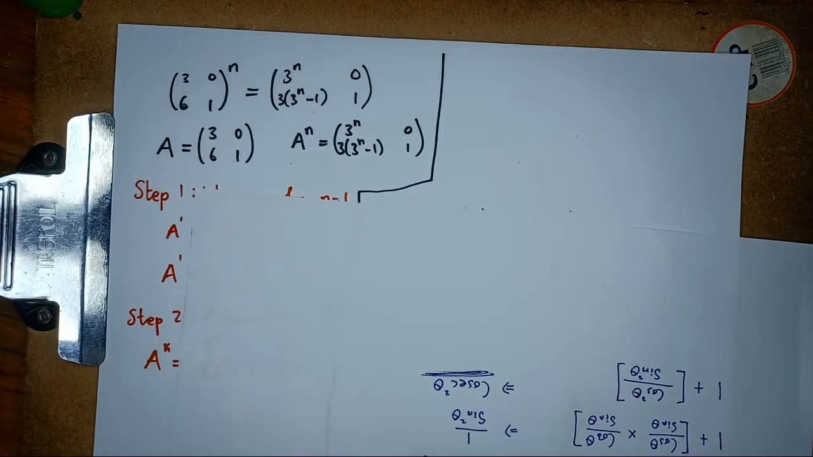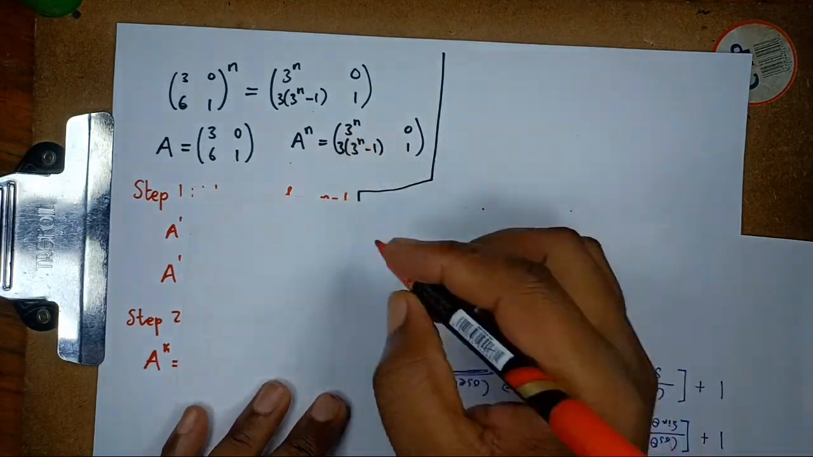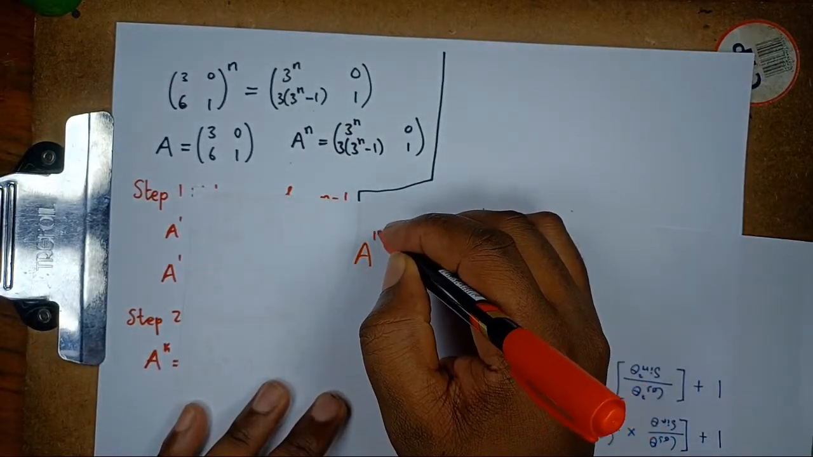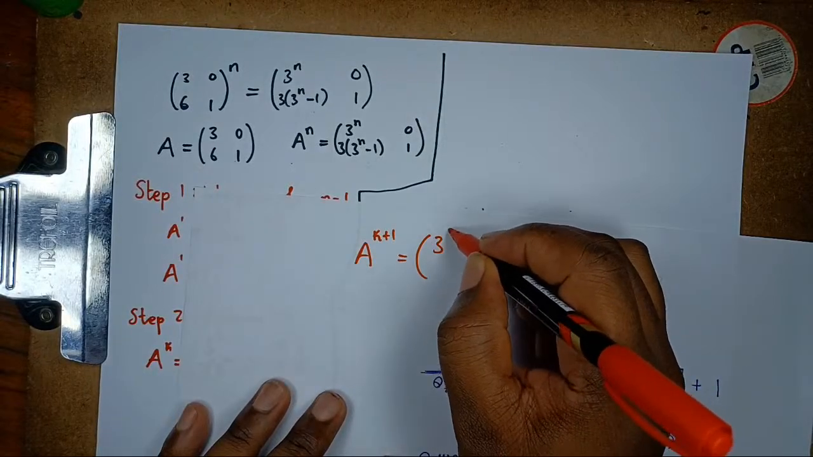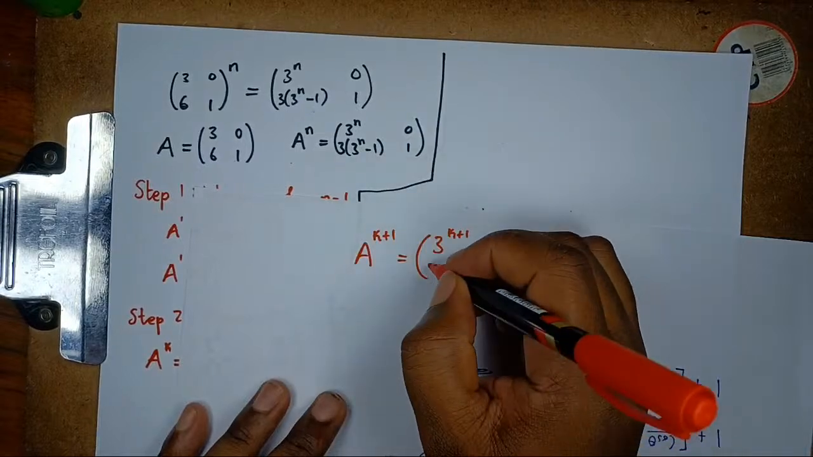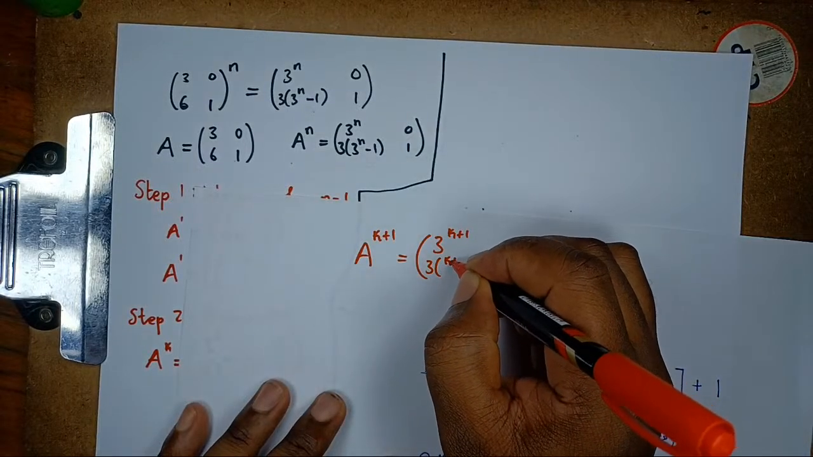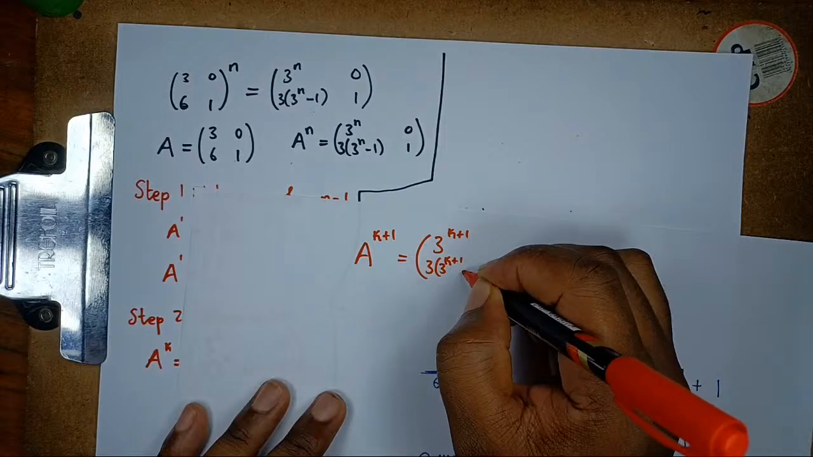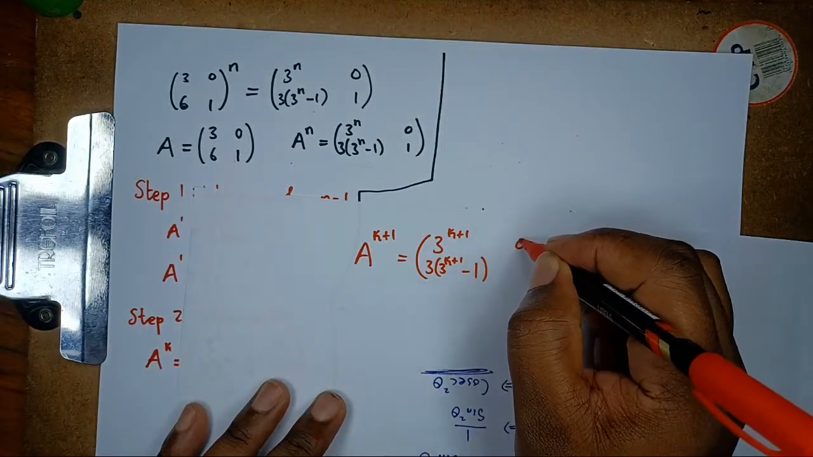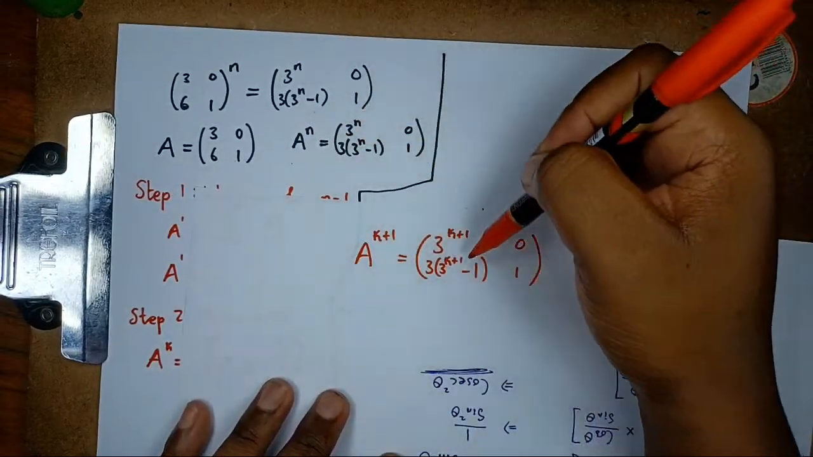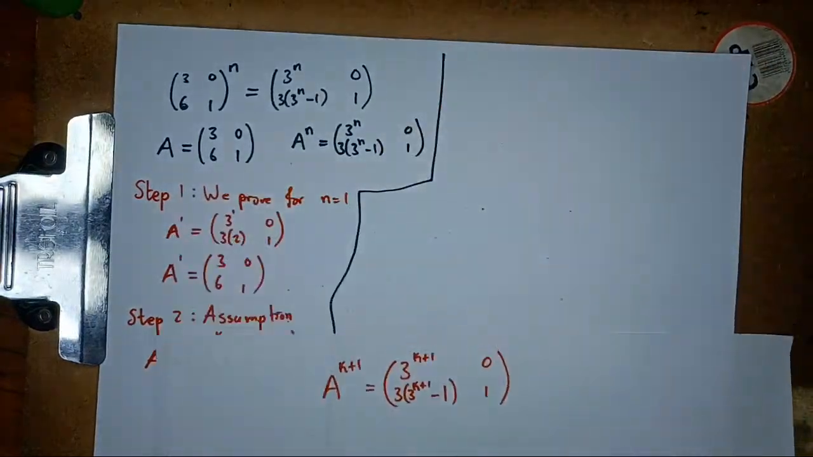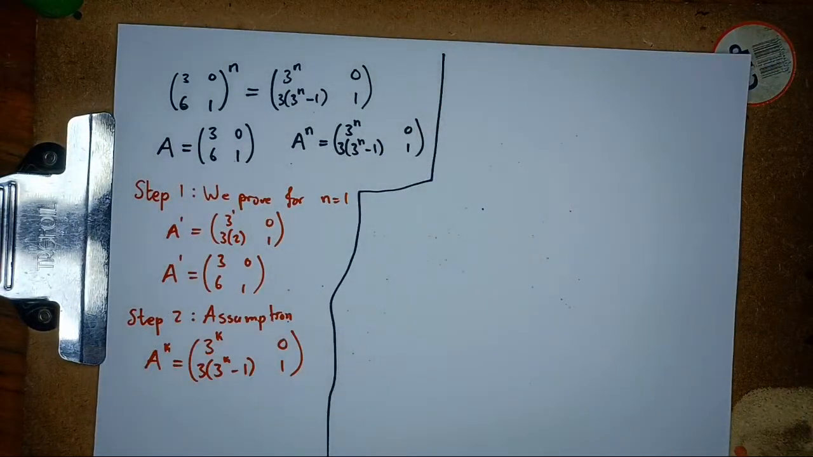Remember step 3, we have to prove for n equals k plus 1. So where there's n, I'll replace it with k plus 1. So this is equal to 3 to the power k plus 1, 3 open bracket 3 to the power k plus 1 minus 1, here we have a 0, here we have a 1. So where there's n, I've just replaced it with k plus 1. I'll leave this hanging, I'll come back to it. So now, how do we prove that it is true for n equals k plus 1? This is how it goes.